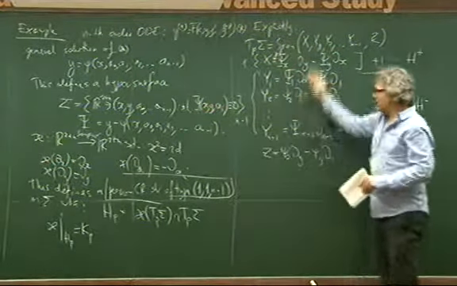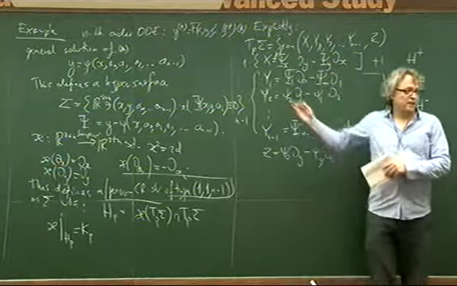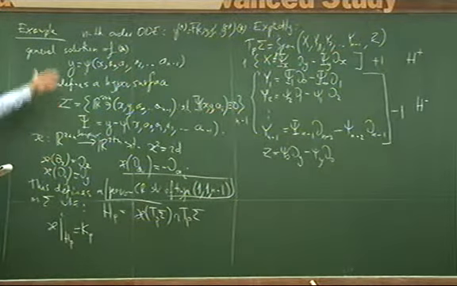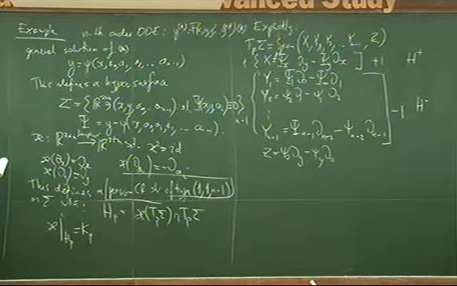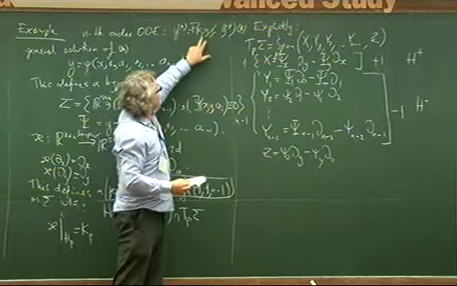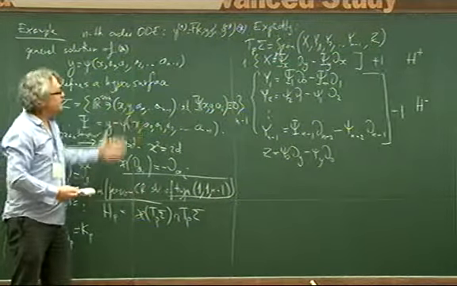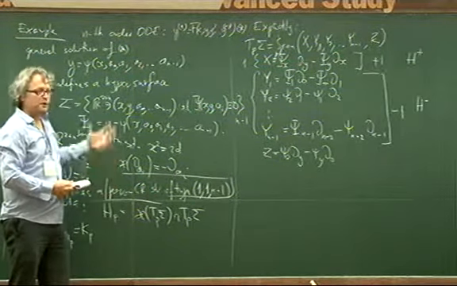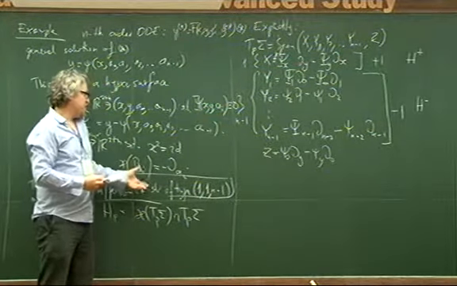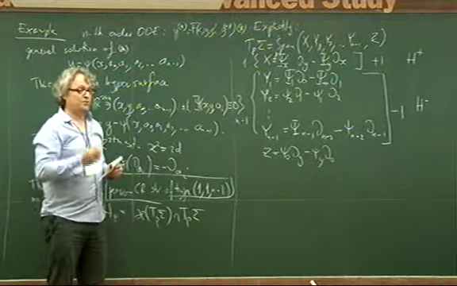You go through this procedure, and you get another para-CR structure of type 1, 1, and minus 1. Because of this comment that I just made, such an nth order ODE considered modulo point transformations of variables defines uniquely this para-CR structure. So examples of para-CR structures of type 1, 1, and minus 1 are given by nth order ODEs modulo point transformations of variables.